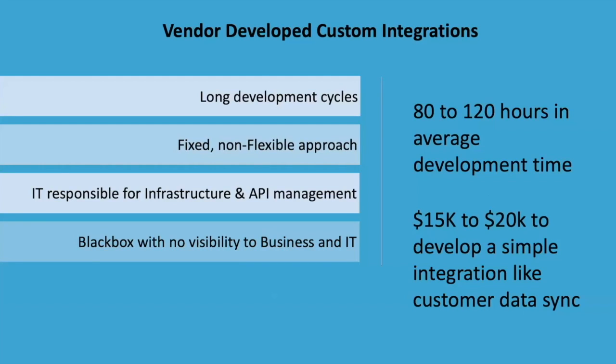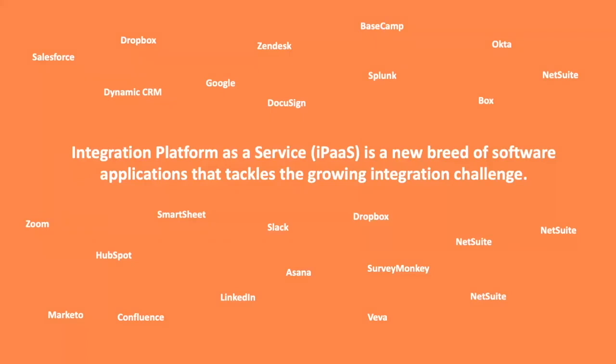So, what is the new approach to solve this problem? The integration platform as a service. It's a new breed of software applications. These types of applications emerged in the last 5-8 years, I would say. They particularly solve this problem, and they are very good at integrating SaaS applications. Not just SaaS, you can use this type of solution to integrate your legacy on-premise applications also, but it's popularly used to connect SaaS applications.